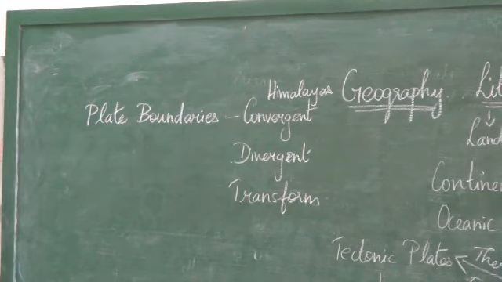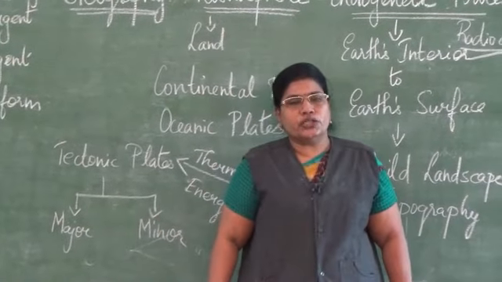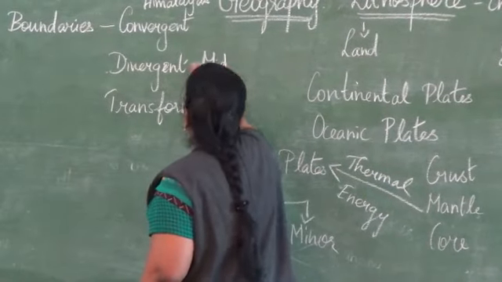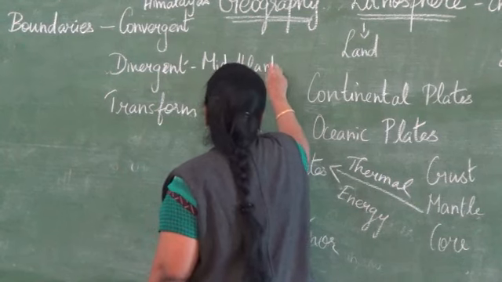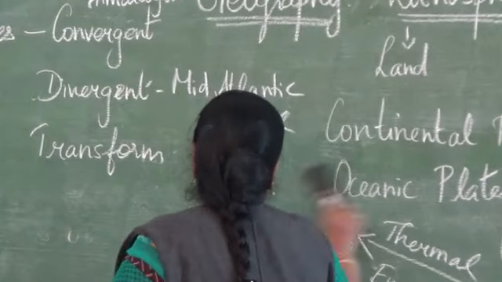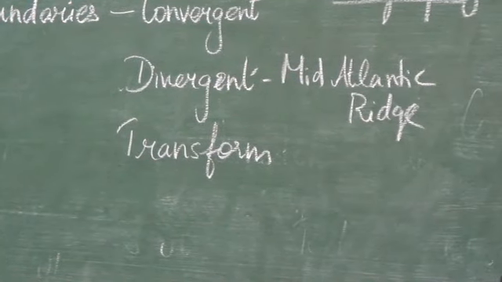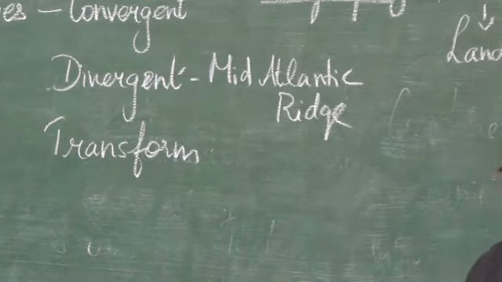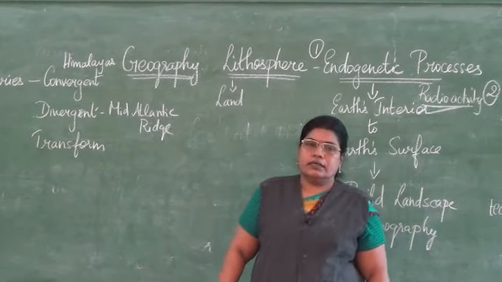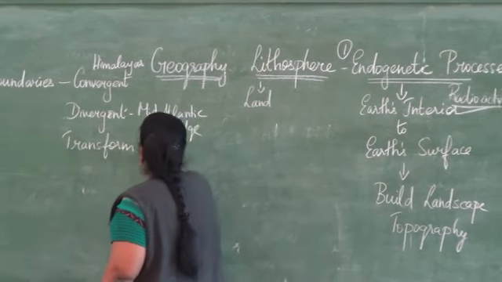The divergent boundary: here the tectonic plates pull away from each other as the magma pushes up from the mantle. For example, the Mid-Atlantic Ridge. The conservative, otherwise the transform boundary: the plates move side by side, horizontally. For example, the San Andreas Fault.